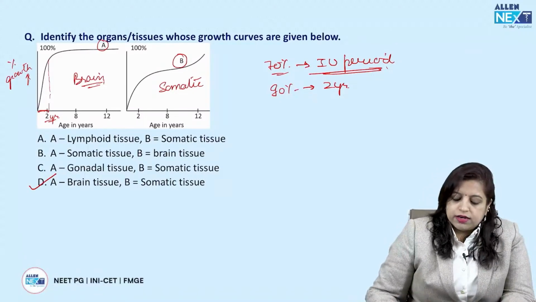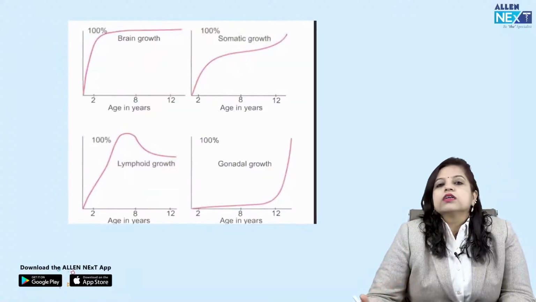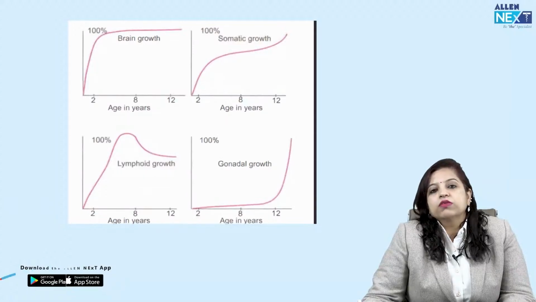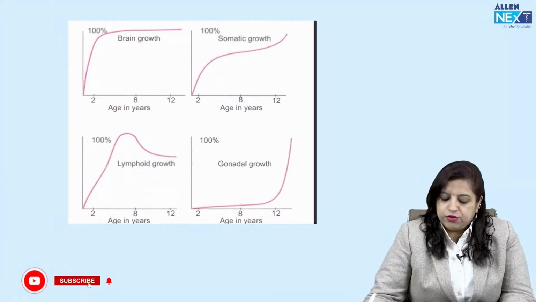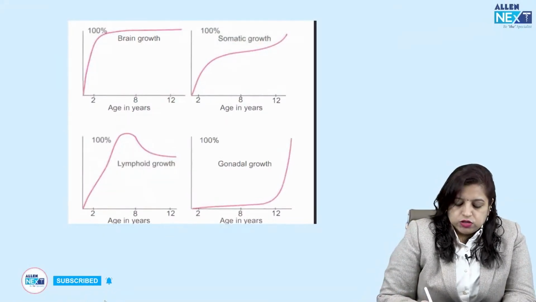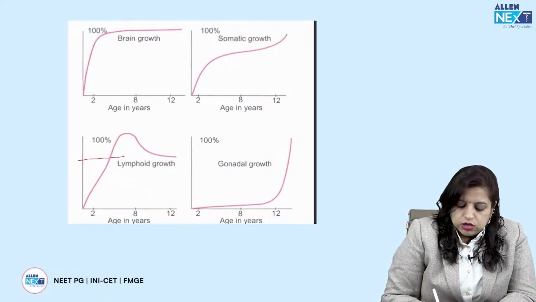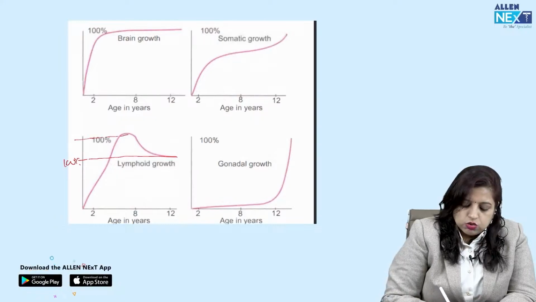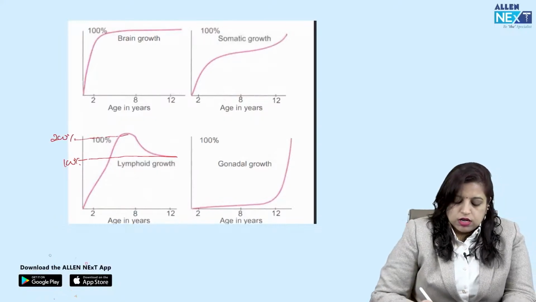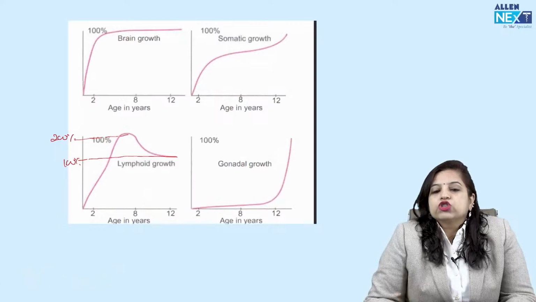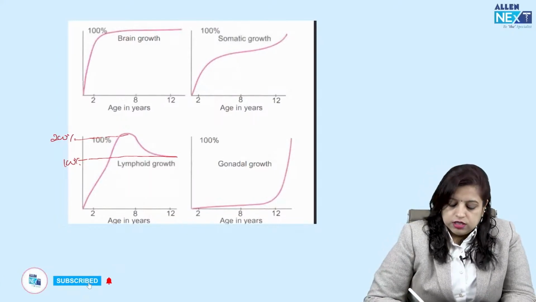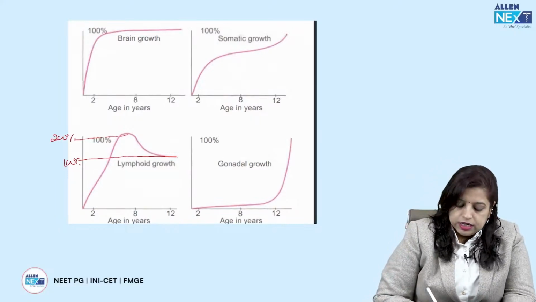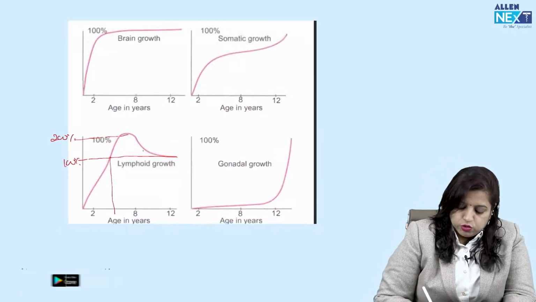Let us also analyze the other growth curves of the organs which are given in your standard textbooks. You should be aware of them. First is the lymphoid growth. This is 100% and this is 200%. In fact, in the age group of 4 to 8 years, the lymphoid tissue overshoots, it grows to 200%.